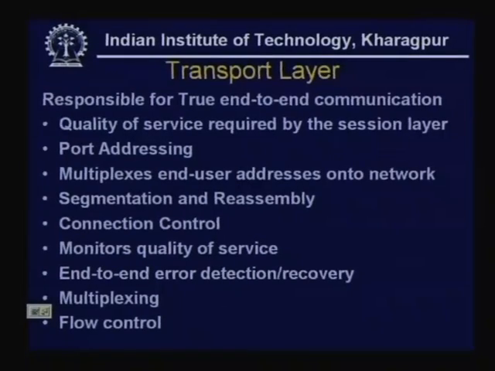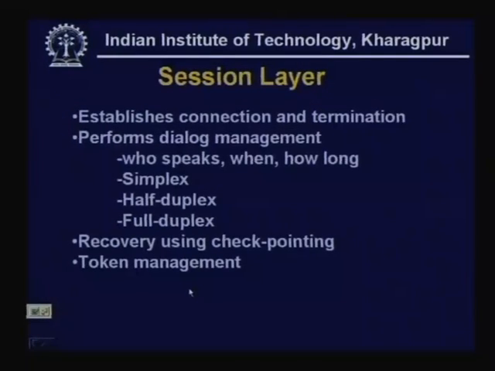It may be necessary to break down a packet into a number of packets and reassemble at the other side. So, this segmentation and reassembly is done by this transport layer. Then the connection control, it monitors the quality of services, end-to-end error detection and recovery, multiplexing, flow control. These are the various functions performed in the transport layer.